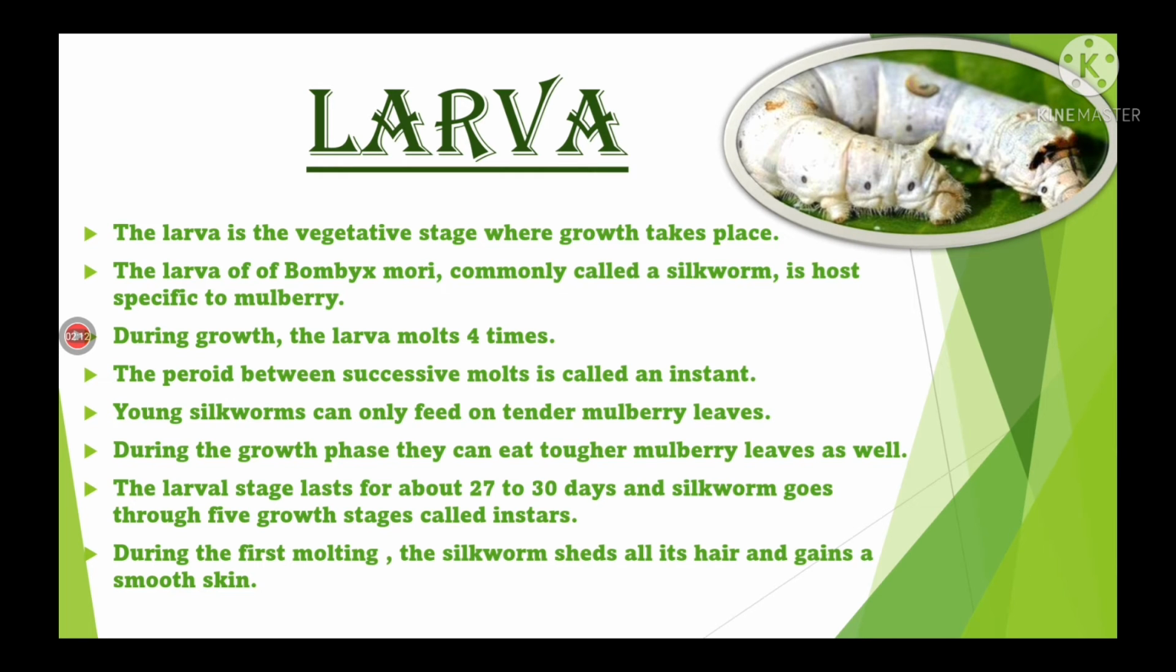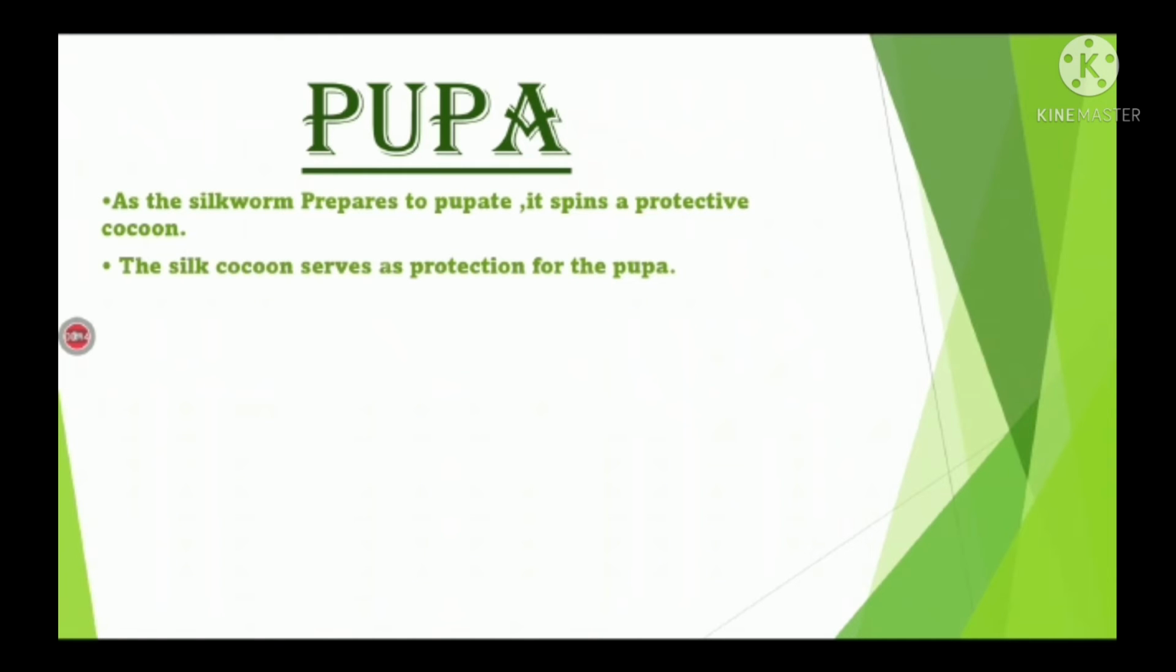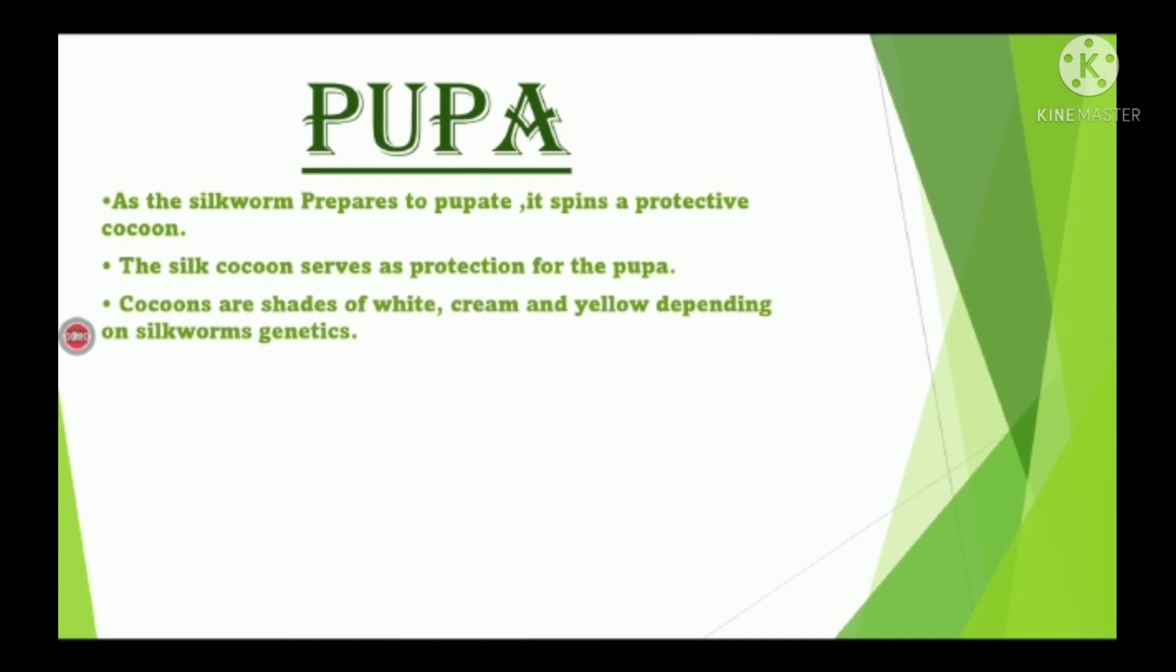Picture of a silkworm. Now we will know about the third stage, which is the pupa. As the silkworm prepares to pupate, it spins a protective cocoon. The silk cocoon serves as protection for the pupa. Cocoons are shades of white, cream and yellow depending on the silkworm's genetics.